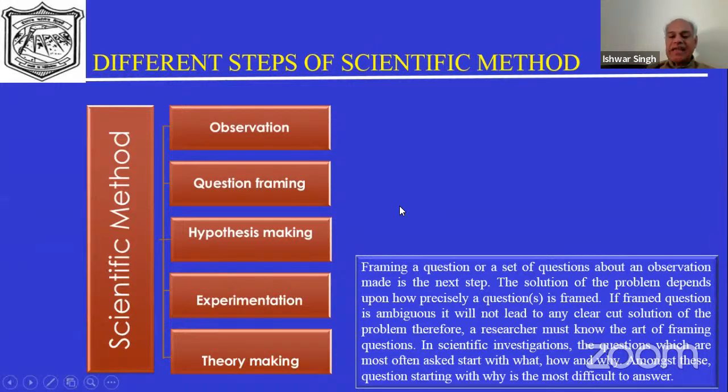So as far as science is concerned, after observation, the framing of the question is again a very important step, and this is the next step after the observation. And as a part of the question framing, we ask ourselves a question or a set of questions related to the observations we have made.